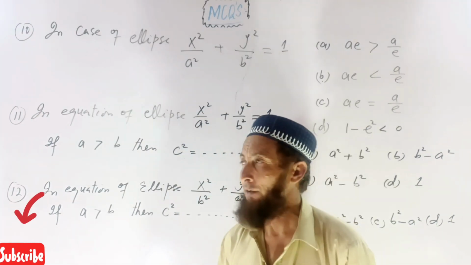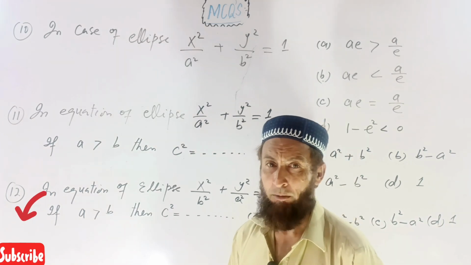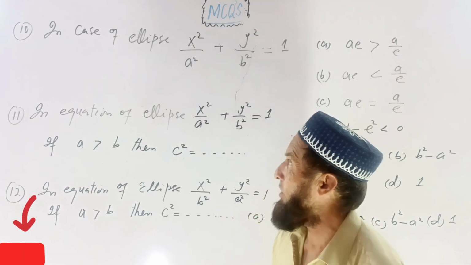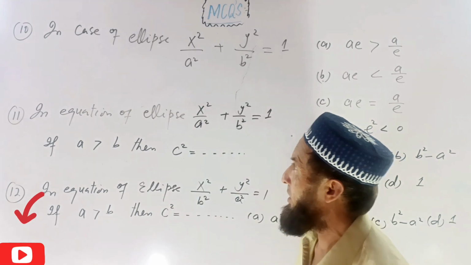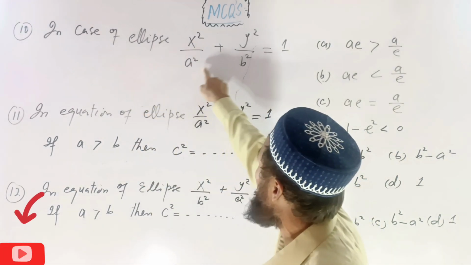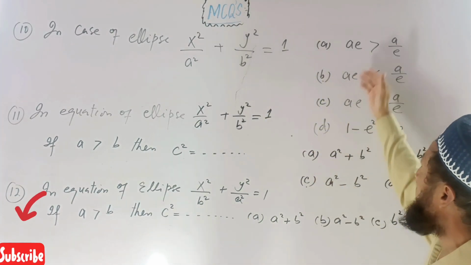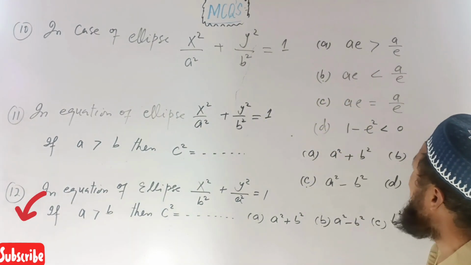MCQs on the topic of ellipse. We have done question number 1 to question number 9 in the previous video. Let's come to question number 10. In case of ellipse, x square divided by a square plus y square divided by b square is equal to 1. So what is the value of that one?